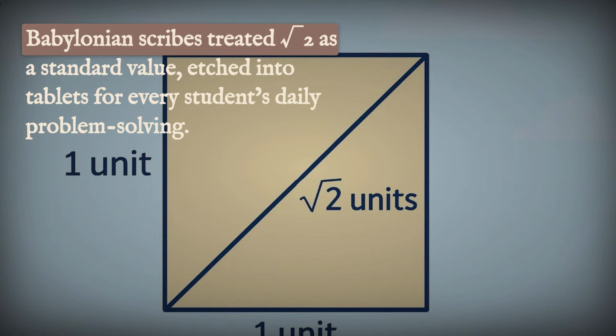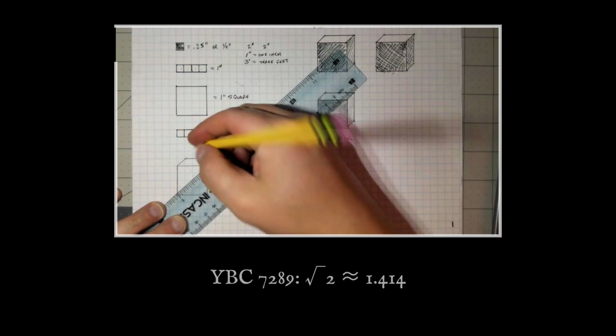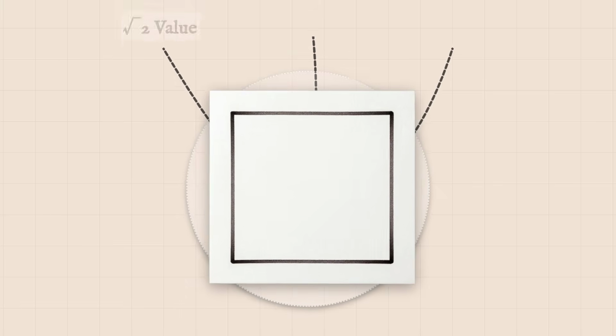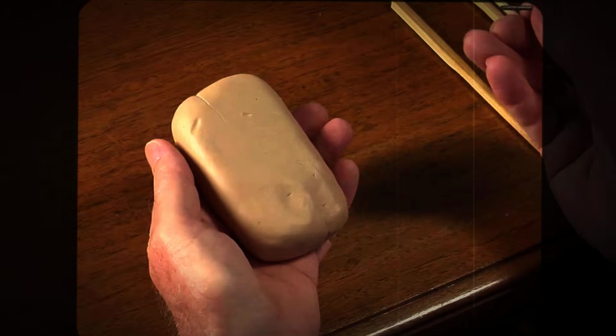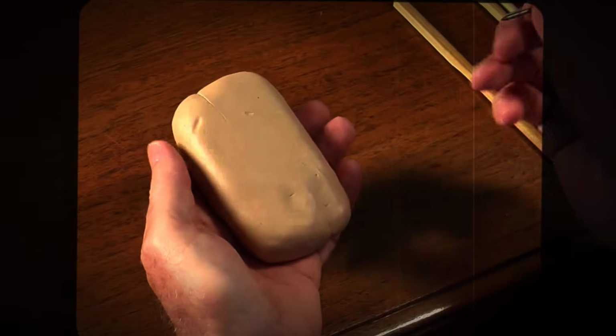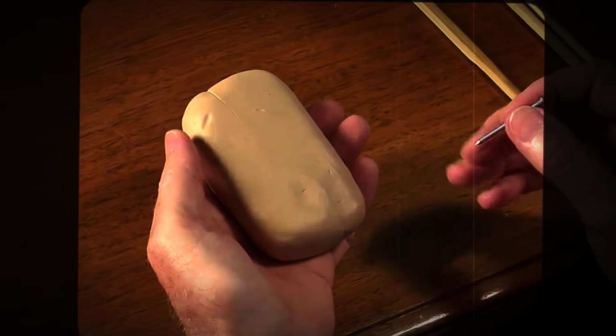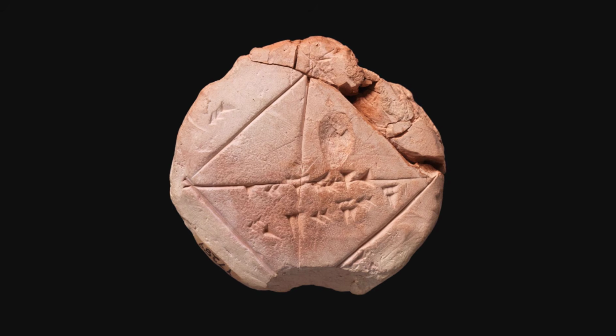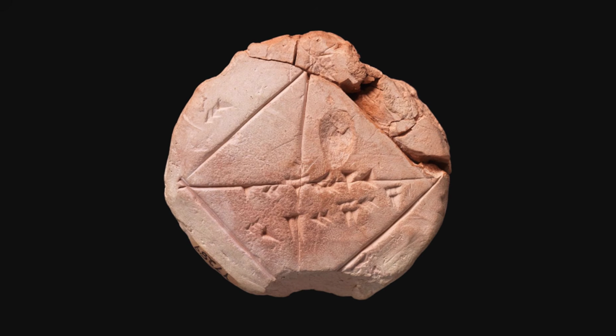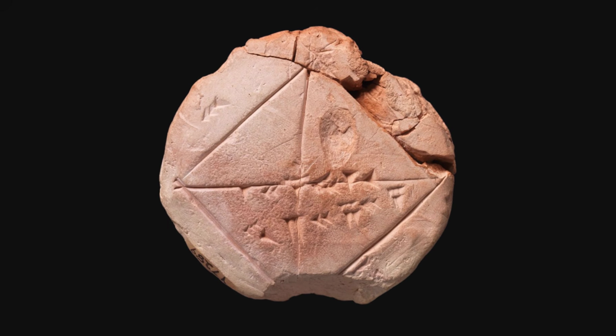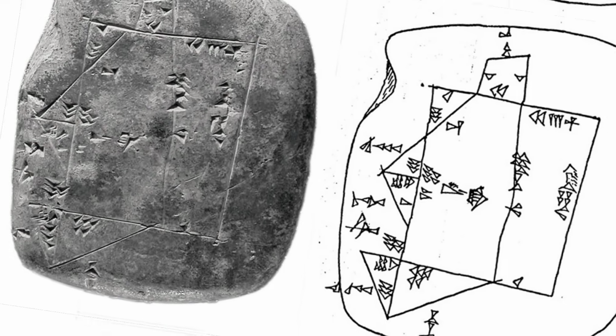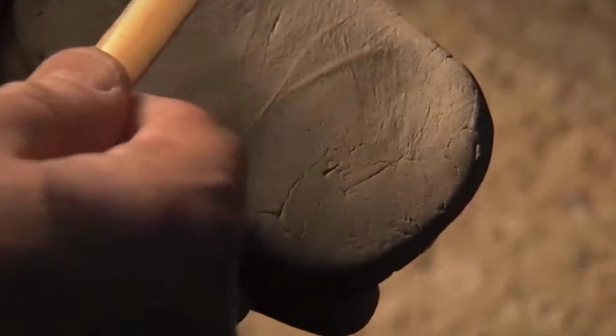The square root of 2 is the length of the diagonal of a unit square. If you draw a square with a side of 1 and measure across the corner, the line you get is the square root of 2. The Babylonian student who made YBC 7289 was solving exactly this problem. He drew the square. He wrote the side. He looked up the constant in a reference table, multiplied it by 30, and wrote the answer.